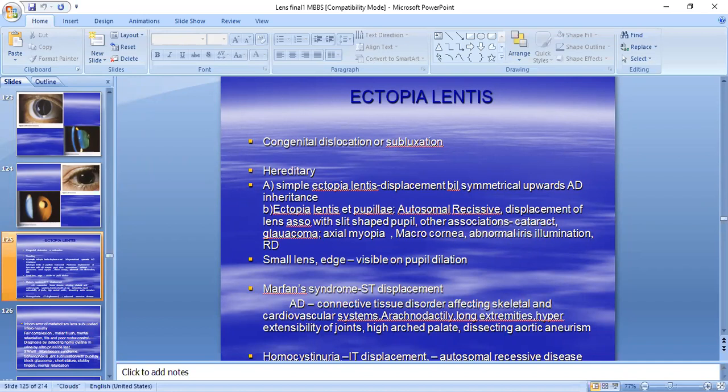When you examine these people with the slit lamp biomicroscope, the lens is smaller, and the edge of the lens is visible on pupillary dilatation.